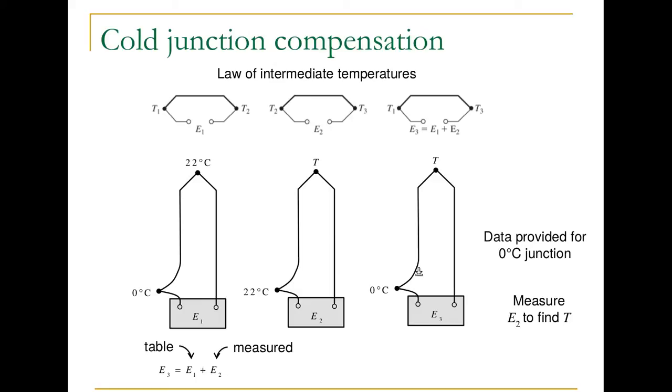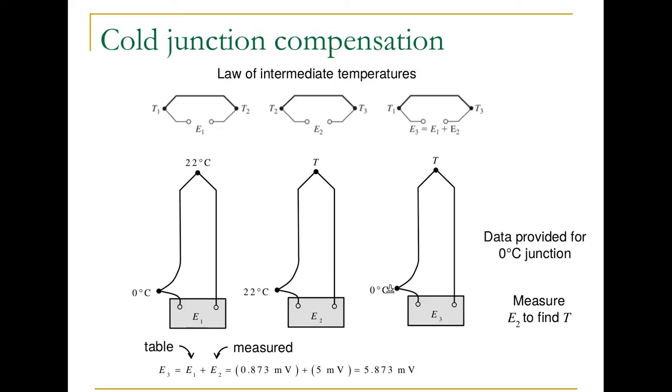And then we also know the voltage at other temperatures, so we can use that for E3. So we get E1 from the table, we measure E2. So the voltage difference between 0 and 22 is 0.87 millivolts. The voltage that we measure is the difference between 22 and this sense temperature is 5 millivolts. And so that adds up to 5.873 millivolts.